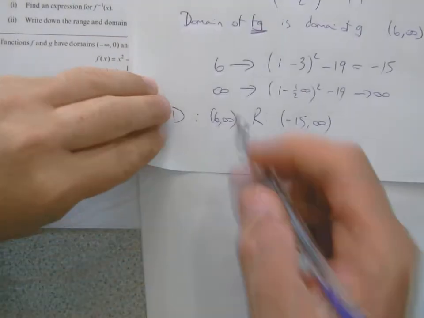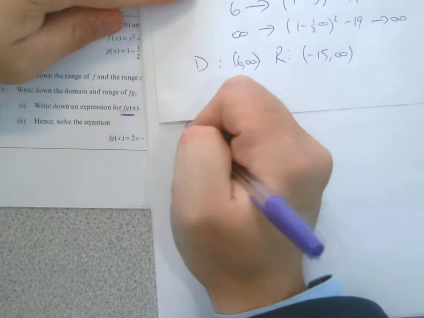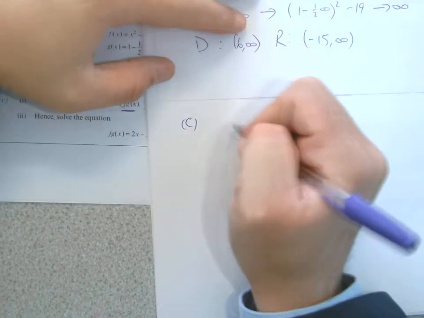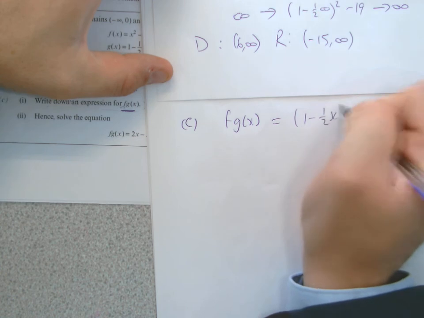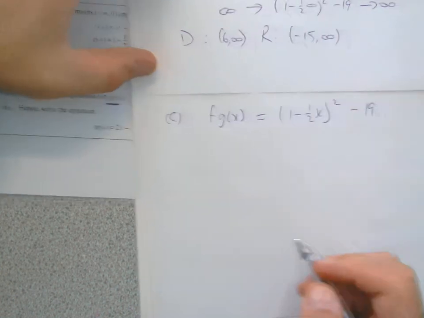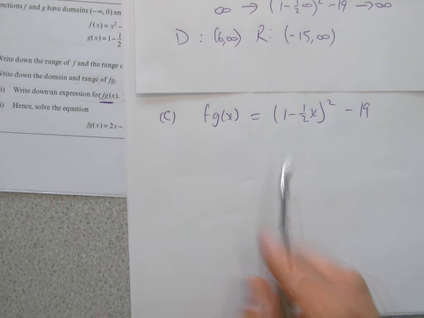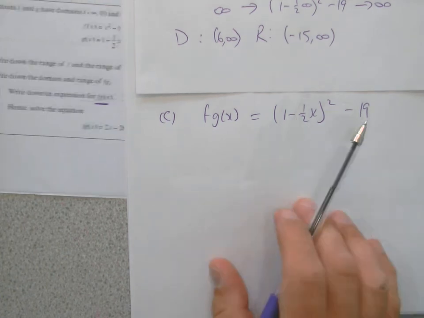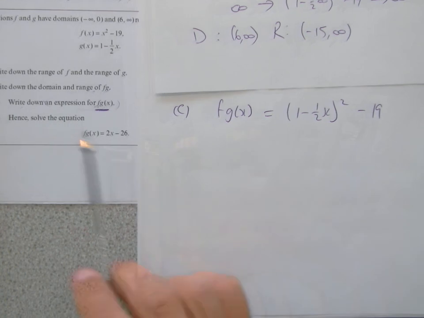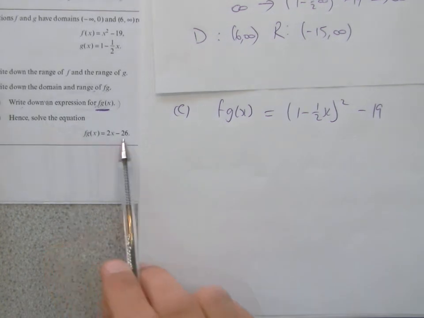And then you're sorted. So then it says part 1 of c, write down an expression for fg of x. Well, we've already done that, haven't we? So I'm going to write that down as an expression. You can leave it like that. There's no need to expand anything. That's good enough, you're done there. So we established that before. And then it says, hence solve the equation fg of x equals this.